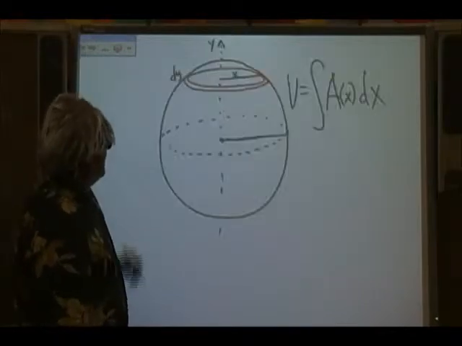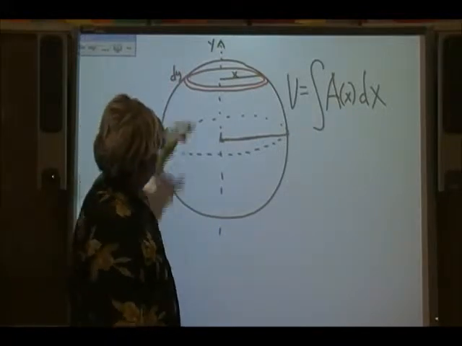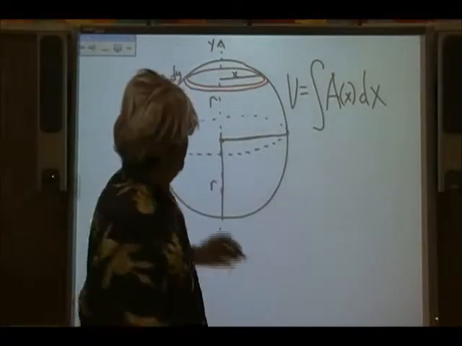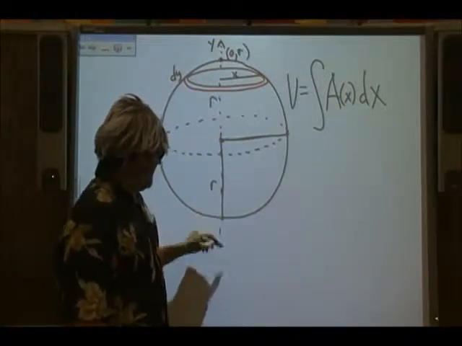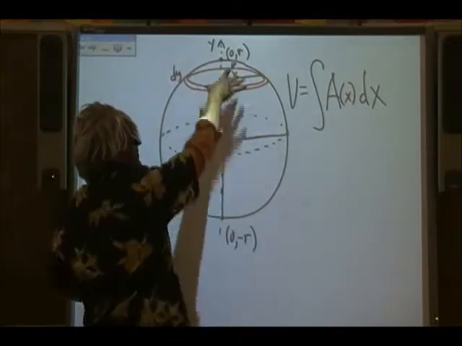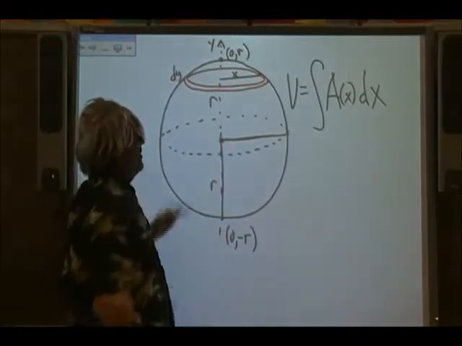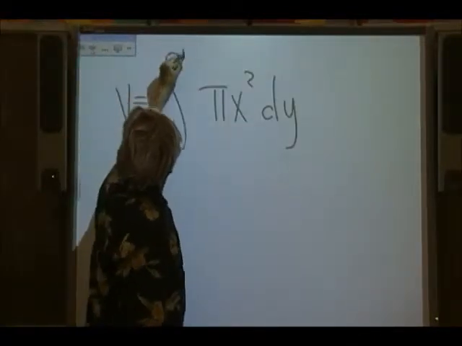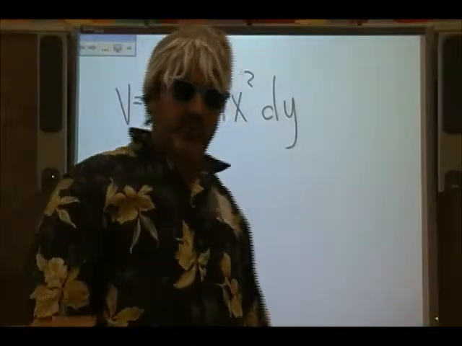Now, where are we integrating from? Well, this distance we'll call r. It's the radius of the sphere, and it's the same distance down here. But on the coordinate plane, this point right here is 0, r, and this point right here is 0, negative r. So you're making these circles getting bigger, bigger, bigger, going all the way down, smaller, smaller, smaller. This whole distance you're going is from r to negative r. All right, so that's our integral. That's what we have to work with.